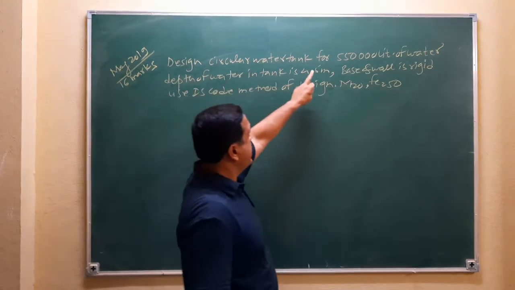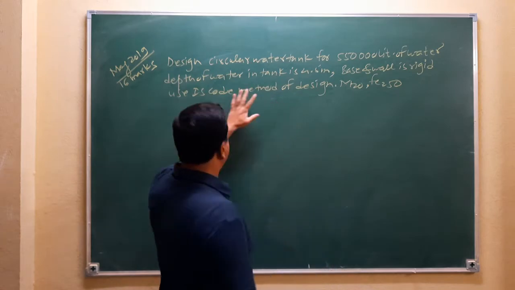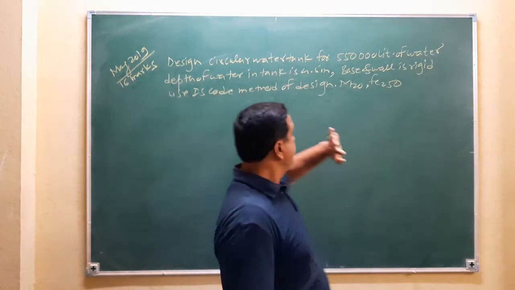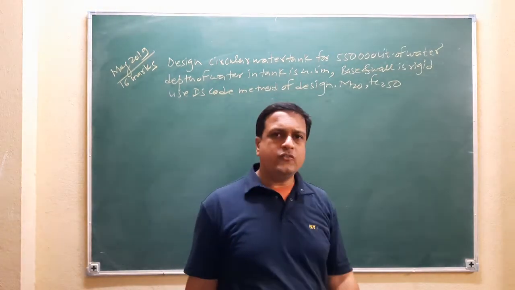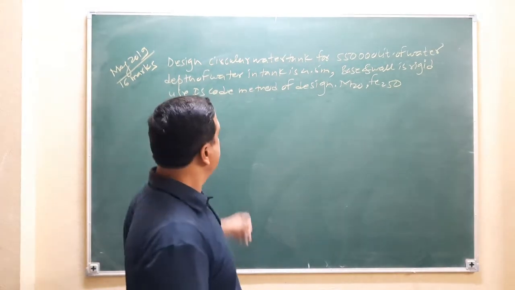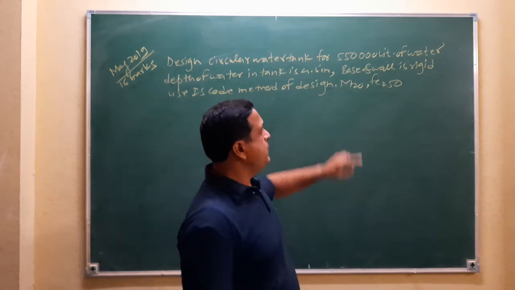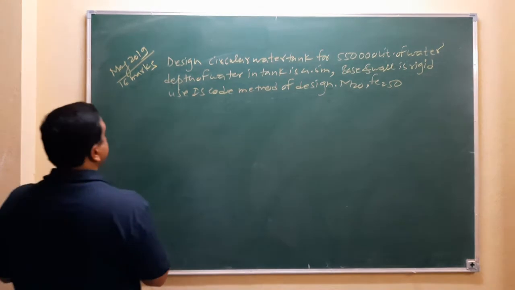Design a circular water tank for 5,50,000 liters of water. Depth of water in the tank is 4.5 meter. Base and wall are rigid. And use the IS code method. So it is clearly mentioned to use the IS code method of design, with M20 and Fe250. This is the combination of materials. So I will start to solve the problem.